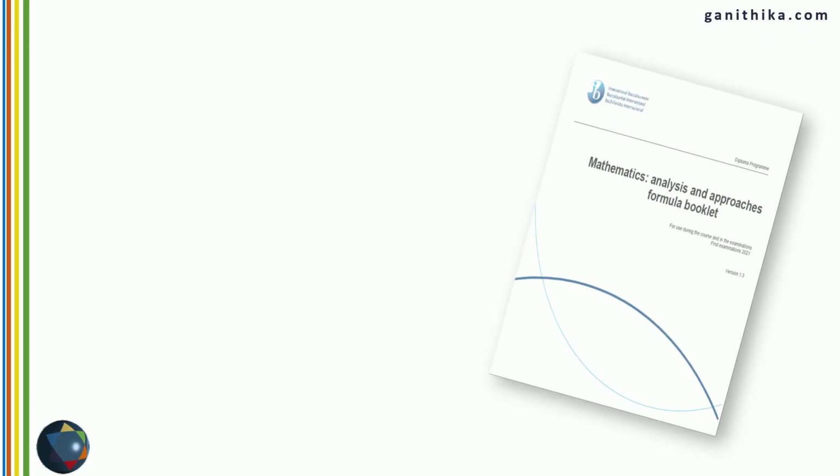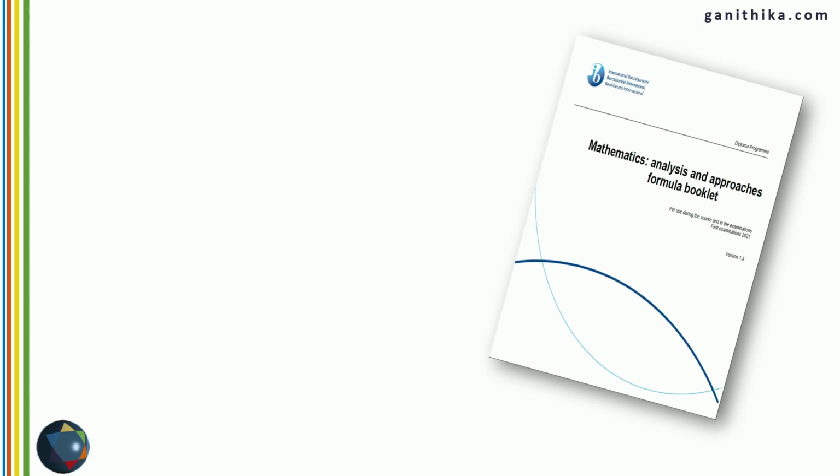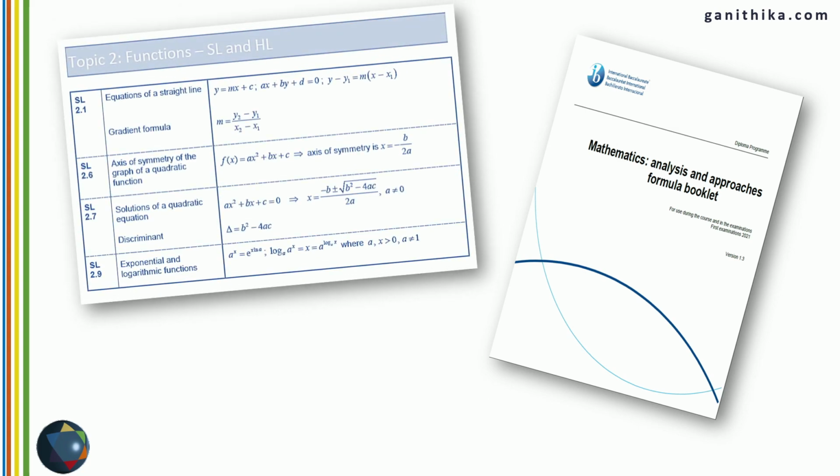Under the topic for functions in the formula booklet, which you should be having in front of you now, we have these formulas: equations of straight line, gradient formula, axis of symmetry for quadratic functions, and quadratic formula and discriminant formula. And the last one, exponents and logarithmic functions, we have already dealt with in the previous video under exponents and logarithms. So you will not be using those exponential and logarithmic function formulas in this video.